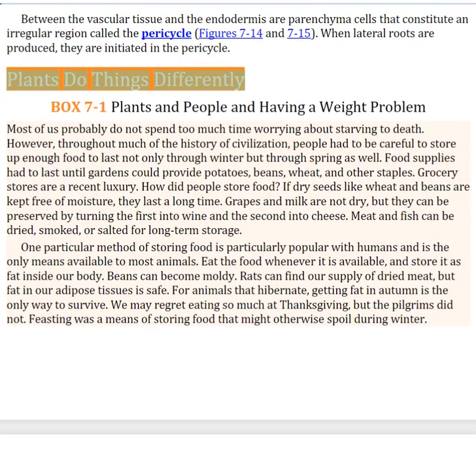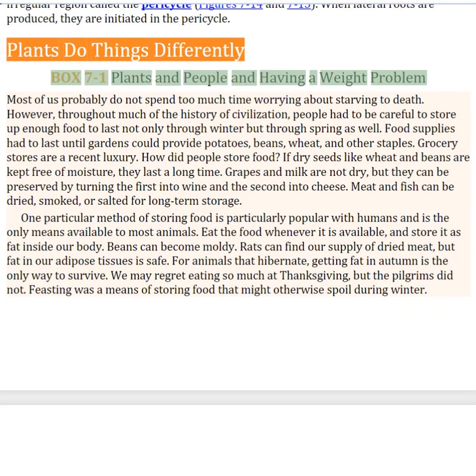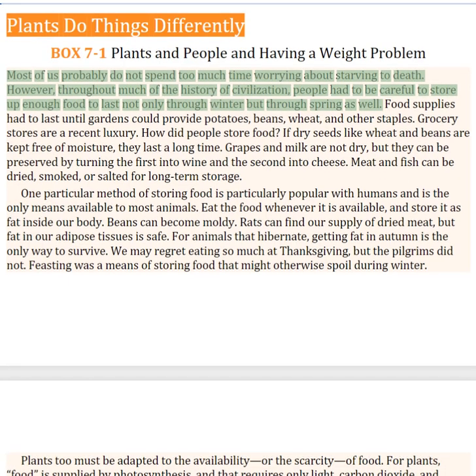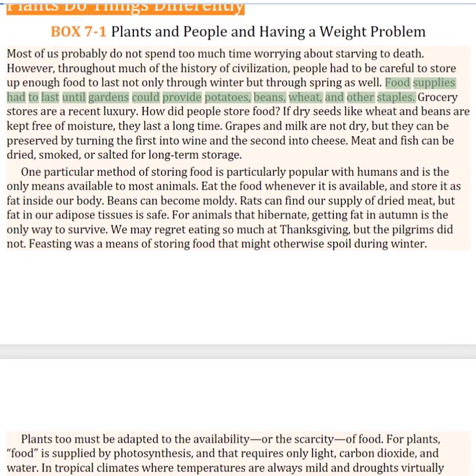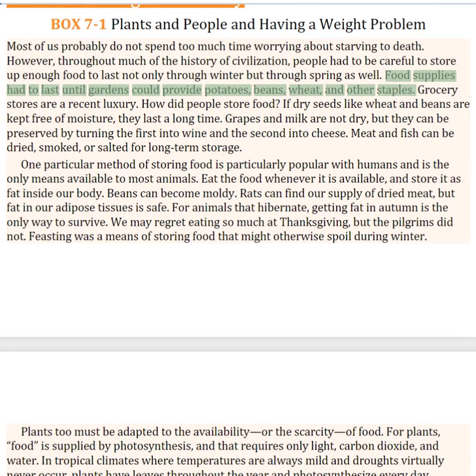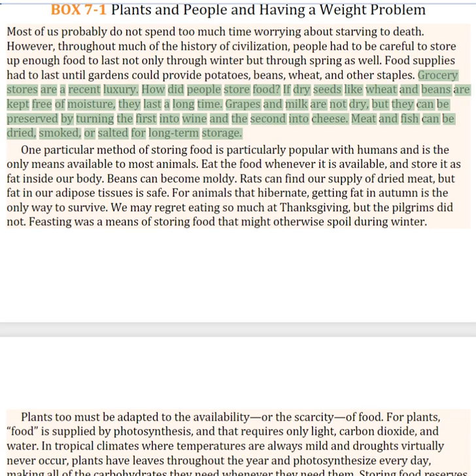Plants do things differently. Box 7:1 Plants and people and having a weight problem. Most of us probably do not spend too much time worrying about starving to death. However, throughout much of the history of civilization, people had to be careful to store up enough food to last not only through winter but through spring as well. Food supplies had to last until gardens could provide potatoes, beans, wheat, and other staples. Grocery stores are a recent luxury.